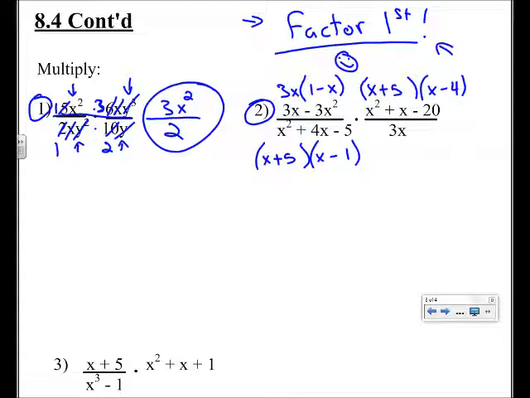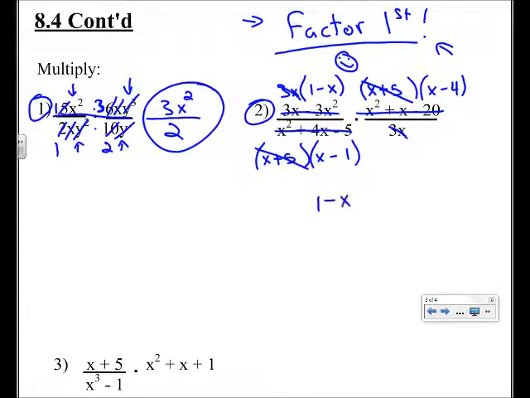And down here we're going to leave this 3x alone. That's about all we can do. So this is gone, this is gone, this is gone. All replaced. Okay, well, let's see what we can cancel right away. We've got an x plus 5 that can go. We've got a 3x down here and a 3x up here that can go. And what that leaves us with, we'll rewrite it to make it a little easier to see.